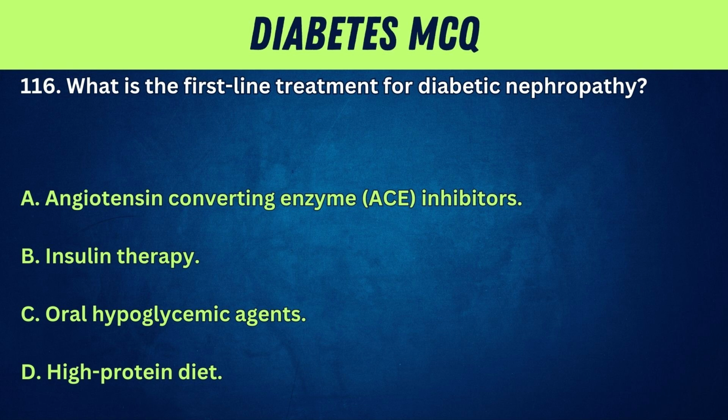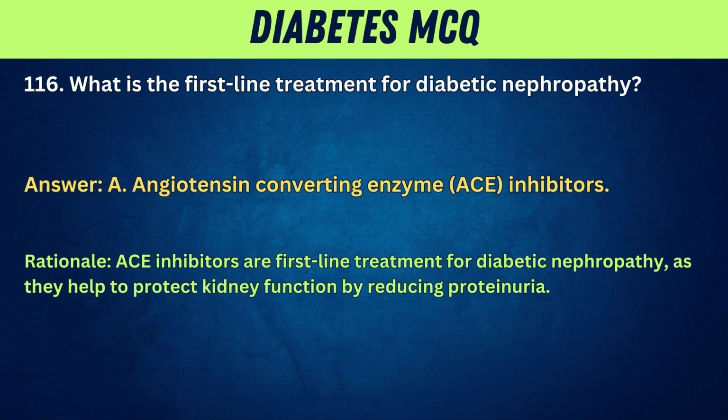116. What is the first-line treatment for diabetic nephropathy? A. Angiotensin-converting enzyme, ACE, inhibitors. B. Insulin therapy. C. Oral hypoglycemic agents. D. High-protein diet. Answer. A. Angiotensin-converting enzyme, ACE, inhibitors. Rationale. ACE inhibitors are first-line treatment for diabetic nephropathy as they help to protect kidney function by reducing proteinuria.